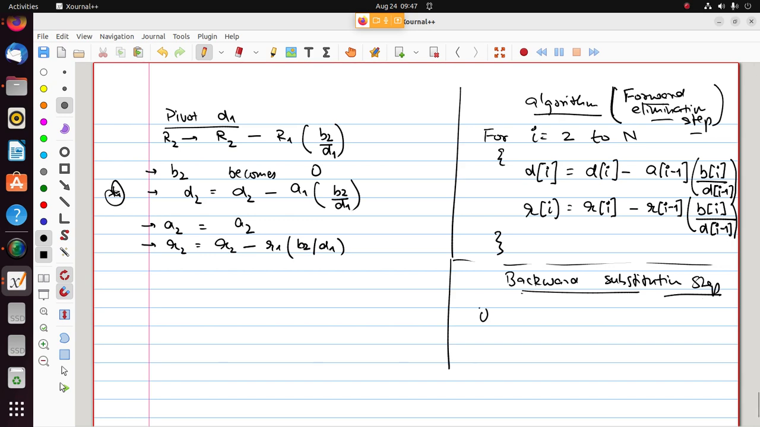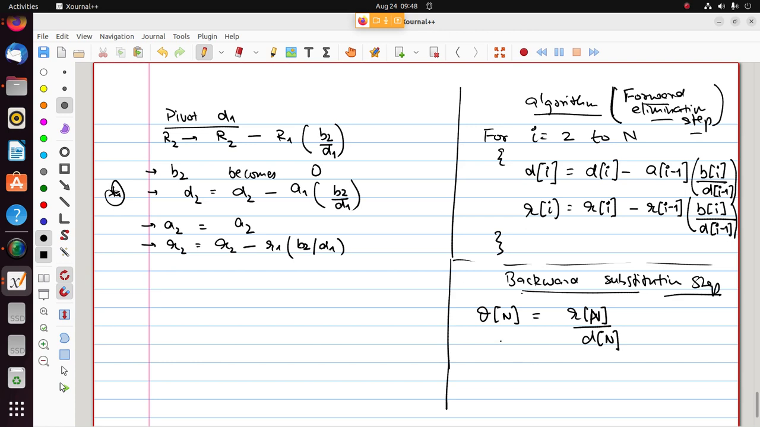The first thing you do is you calculate theta n as Rn divided by dn, right? Because now you have an upper triangular matrix, so all you have is a diagonal in the last row. There is no below diagonal term because it's an upper triangular matrix. So once you have theta at the last, you start using that, substituting it in the rows previous to it and so on.